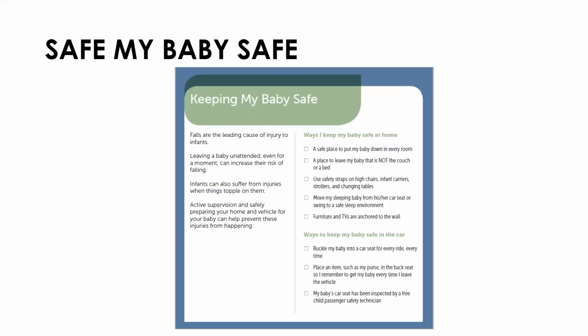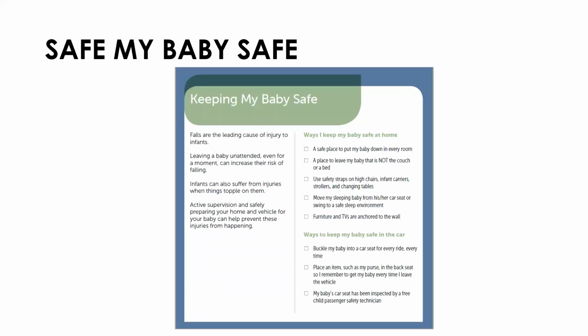In the Keeping My Baby Safe section, we are helping maternal caregivers think about safety planning to prevent falls and similar unintentional injuries. You can say, falls are the leading cause of injury to infants. Leaving a baby unattended, even for a moment, can increase their risk of falling. Infants can also suffer from injuries when things topple on them. Active supervision and safety preparing your baby and vehicle for your baby can help prevent these injuries from happening.